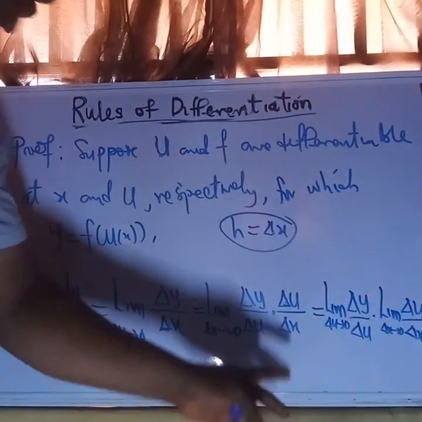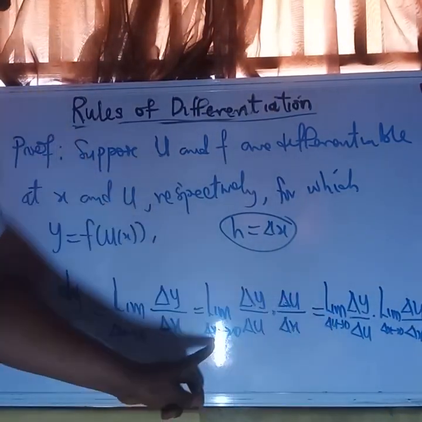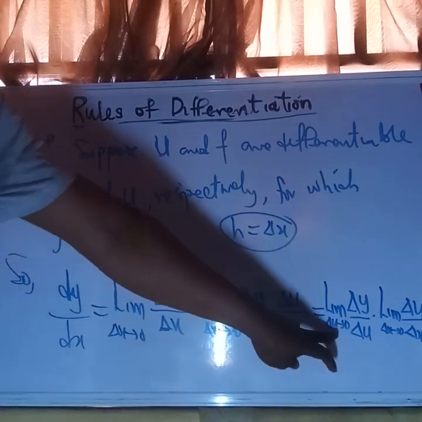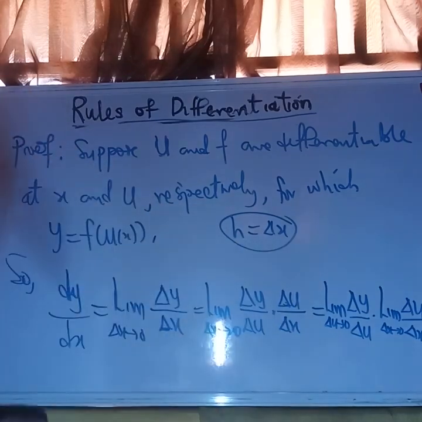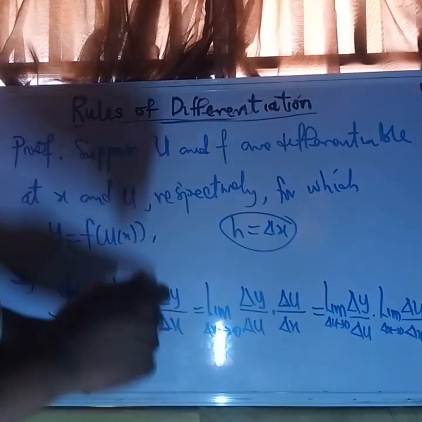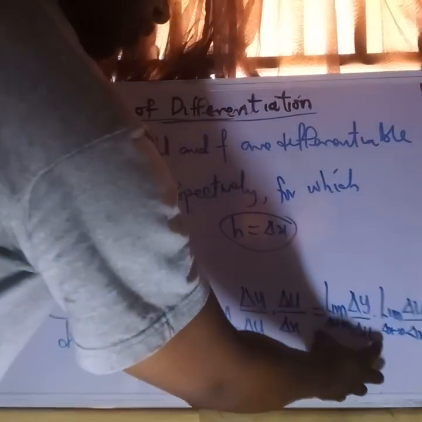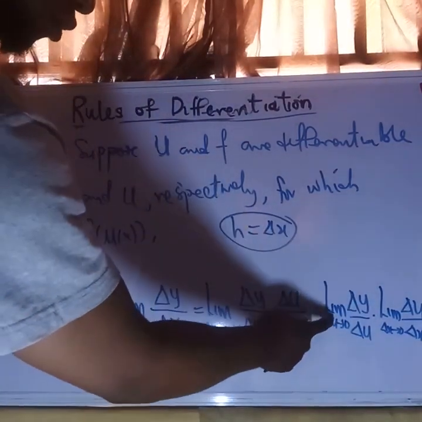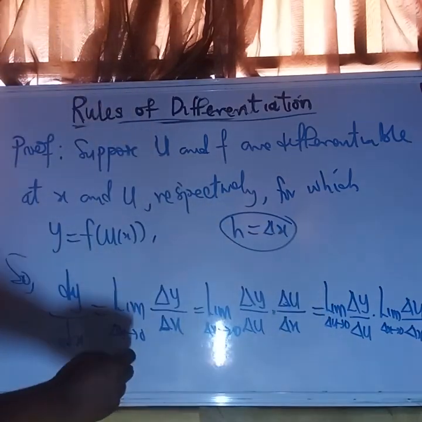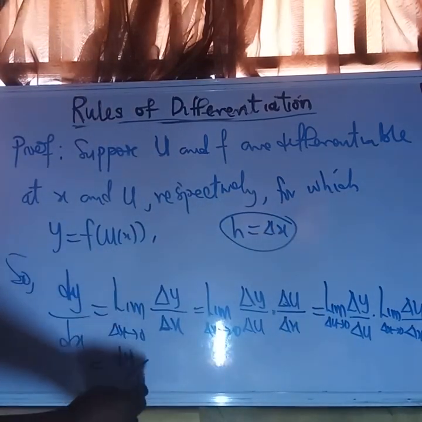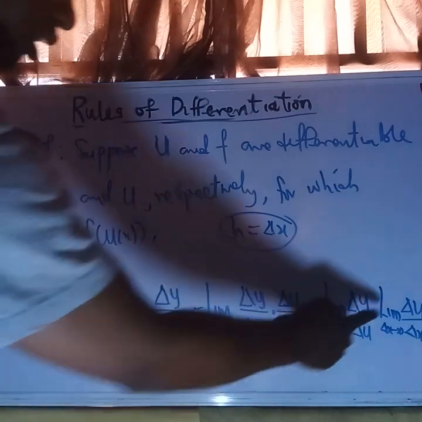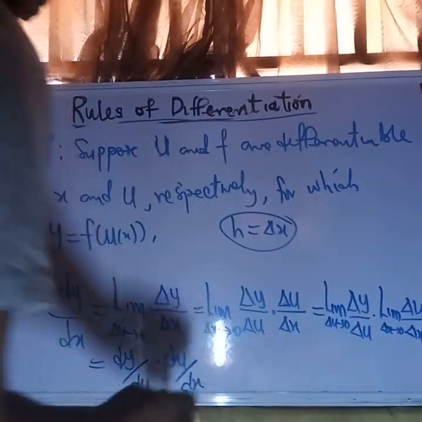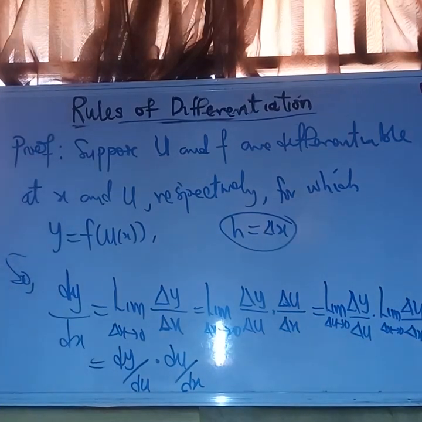Okay, so let us not be confused with this. Since this tends to 0, this always tends to 0, because u is a function of x. So by definition, what this means is, as you can see, if you consider the total derivative, this becomes dy du, and this becomes du dx. Okay, this is just a non-rigorous proof.